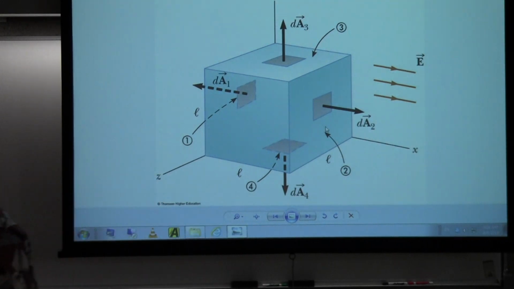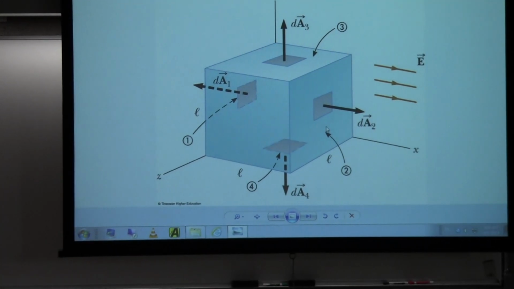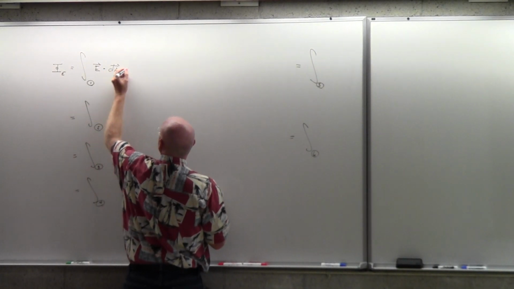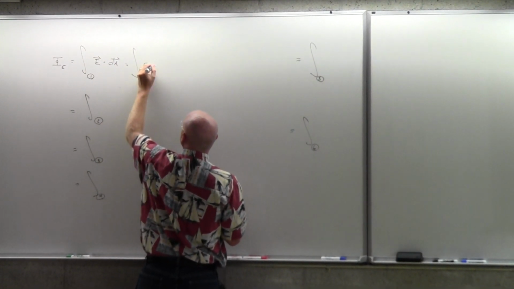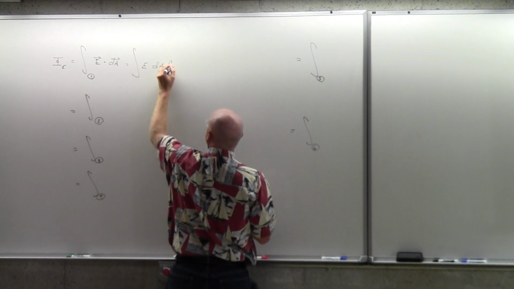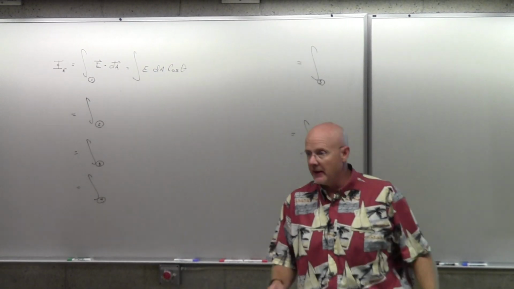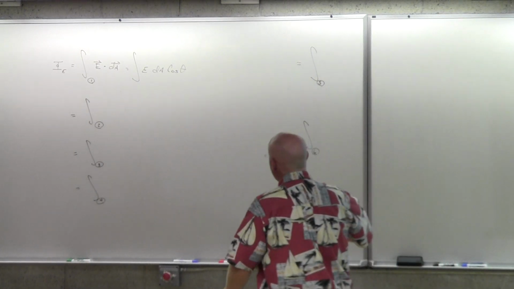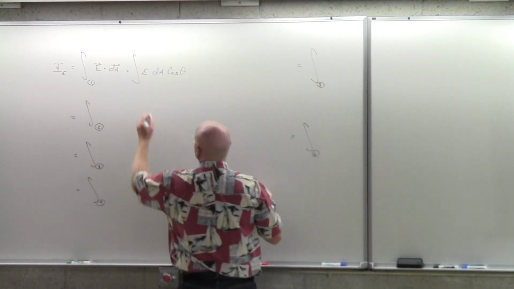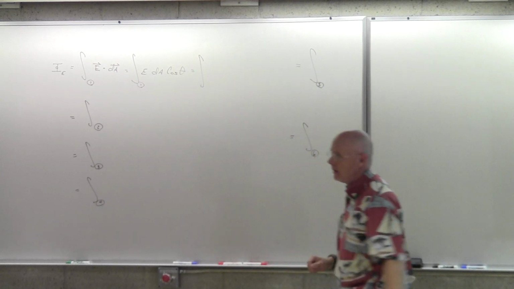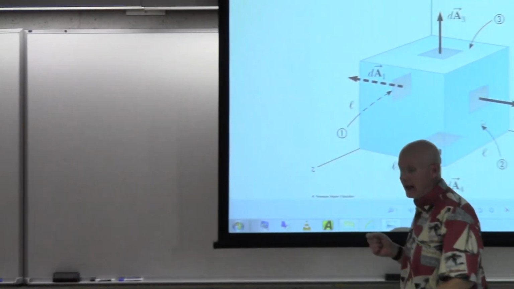And if you write this out as E dot dA, hopefully the first step you will do is to write out the dot product, cosine of the angle between them. And so I will start there. What is the angle then between the electric field and the area?